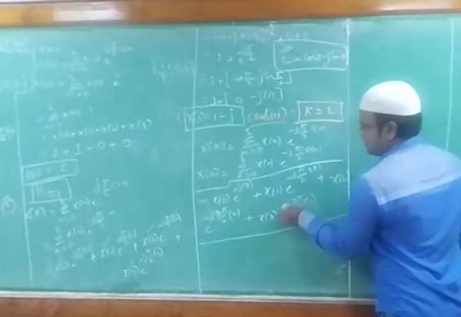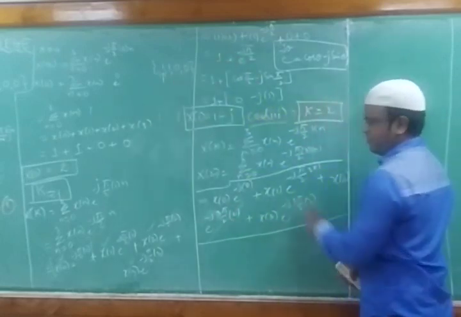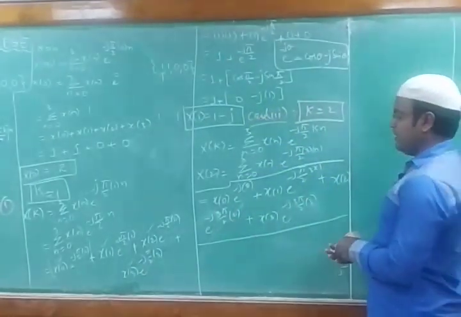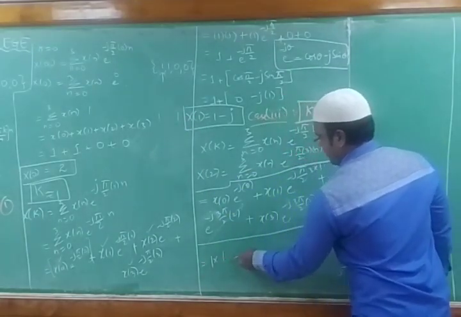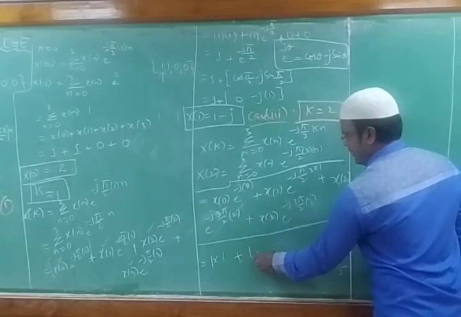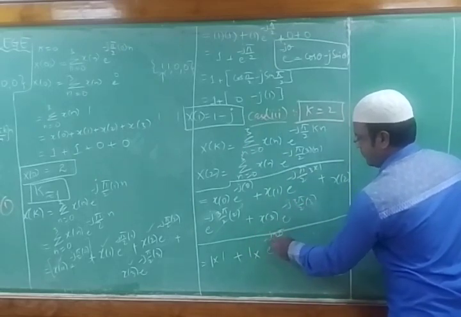So this x of 3 is also 0 and x of 2 is also 0 in the sequence. So we'll not solve it, it will be anyhow 0. What we'll do is put x of 0. What is x of 0? 1 into e power 0 is again 1, plus x of 1. Again it will be 1 into e power minus j 3 pi by 2.